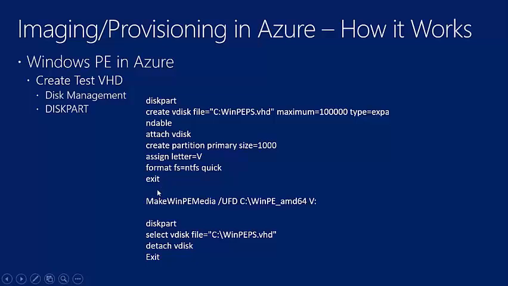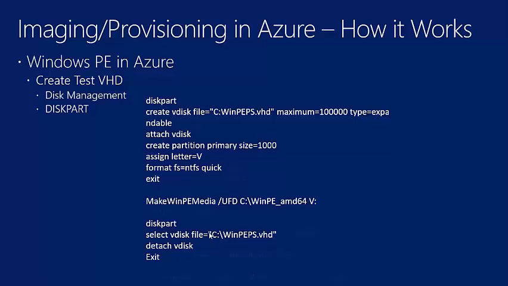Once I exit, I'm going to basically move my Windows PE configuration onto the VHD. There's a command for that as a part of the Windows ADK, MakeWinPEMedia. Just going to copy it over. Once I have it copied over to the VHD, that VHD is ready. It is Windows PE bootable. And whenever I'm done with that, I'm just going to detach the virtual hard disk. I have to go back into diskpart to be able to do that.